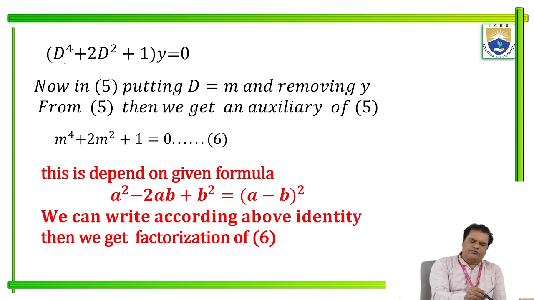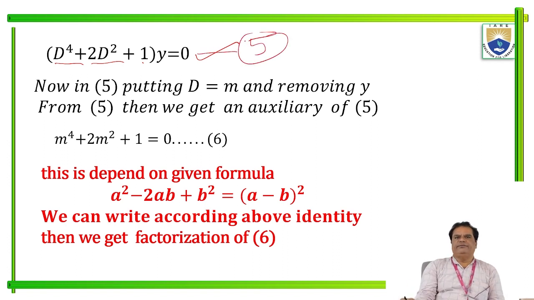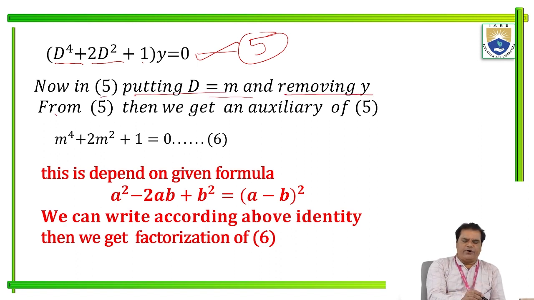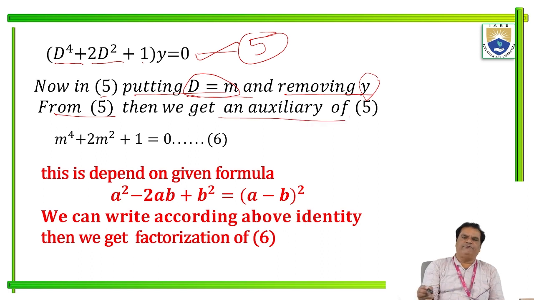So here this is (D^4 + 2D^2 + 1) y = 0. This is equation number 5. Now in equation 5, we put D equal to m and remove y. In this way we find an algebraic equation, the auxiliary equation. So putting D equal to m and removing y from equation 5, we get the auxiliary equation of 5.